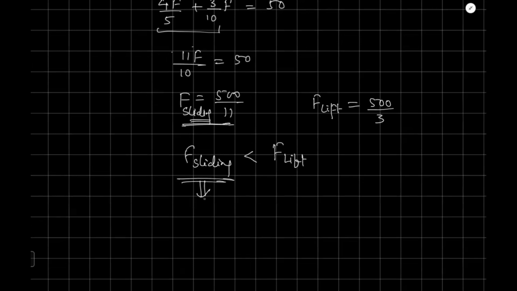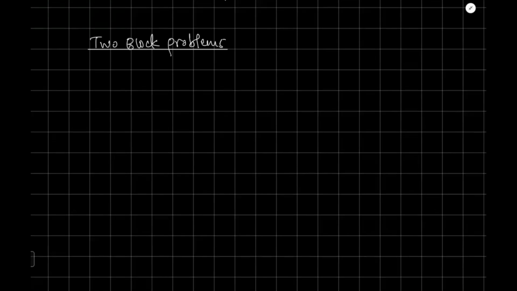Sliding will happen first. Okay, so we'll start two block problem. So let's assume we have one block. It is kept here, and it has a mass 10 kg. And let's say this block is A.